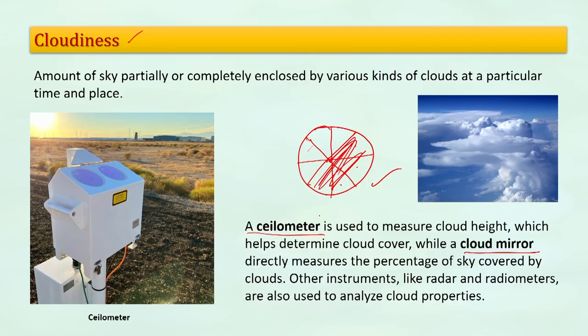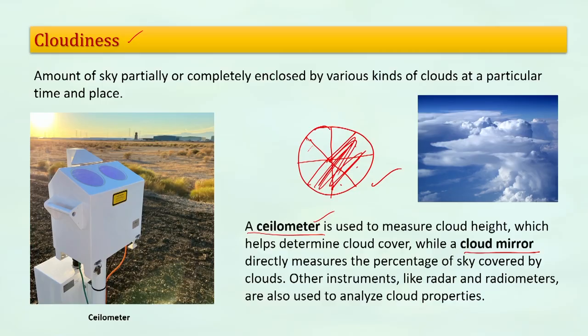But nowadays we have the ceilometer. This is called a ceilometer. It can measure cloud cover and also the height of the cloud, width of the cloud. It is a much more advanced device to measure the cloud cover. And apart from this ceilometer, now we have radar and satellites.